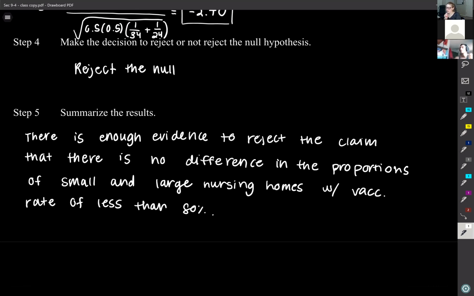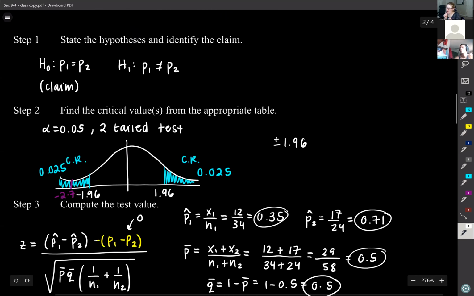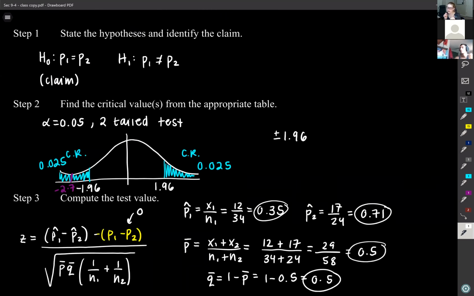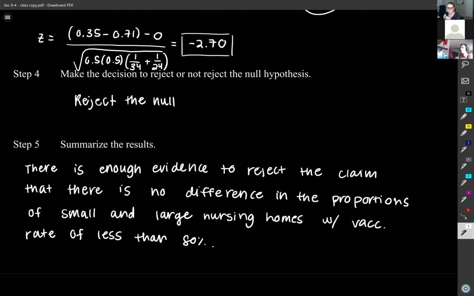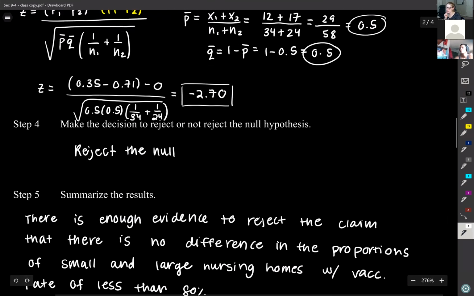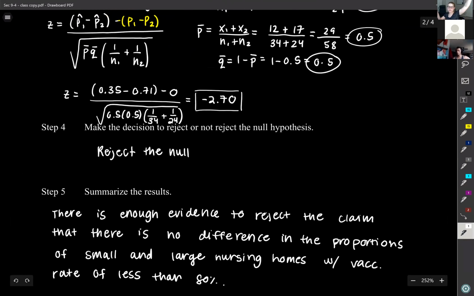All right, and we're able to say that because we rejected the null, and the null hypothesis was our claim. So we're able to say that there was enough evidence to reject that claim. All right, any questions on anything I did or wrote, or on just anything I did on this example?